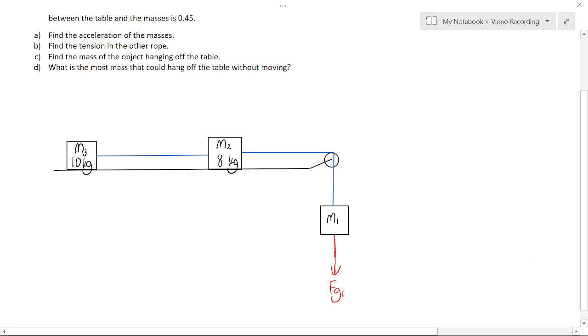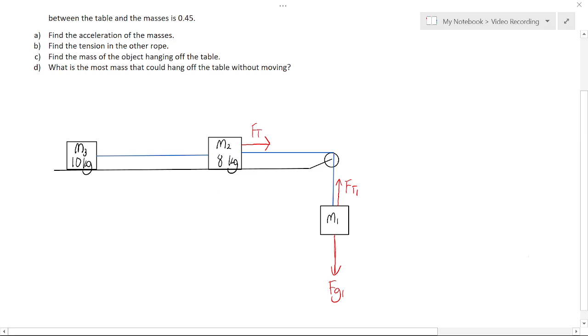Fg1 is what I would call the winning force of the system. Of the whole system, that is the strongest unbalanced force. It's going to cause all the blocks to move and be dragged in that direction. So downwards for M1, and M2 and M3 are going to be pulled to the right due to this gravitational force. Now, of course, when it's pulled downwards, there will be a tension force pulling back on that. Let's call this Ft1.